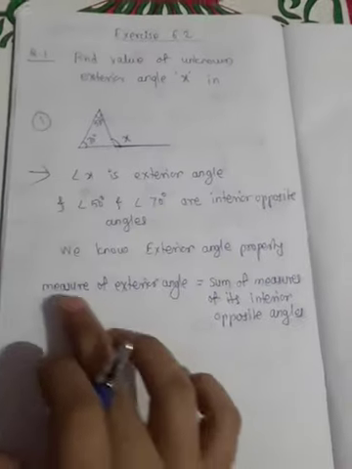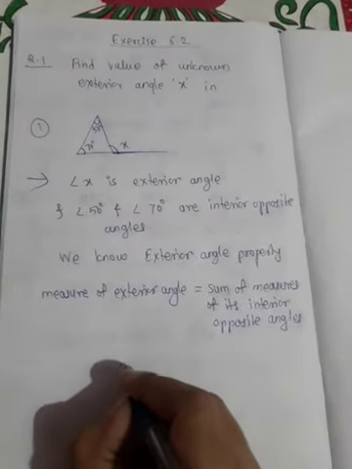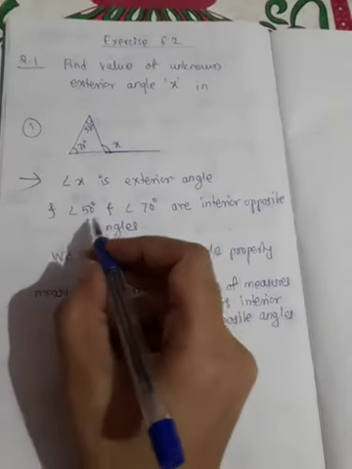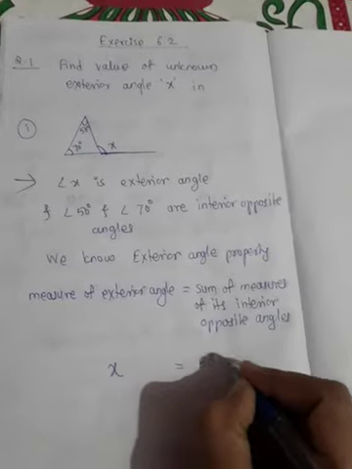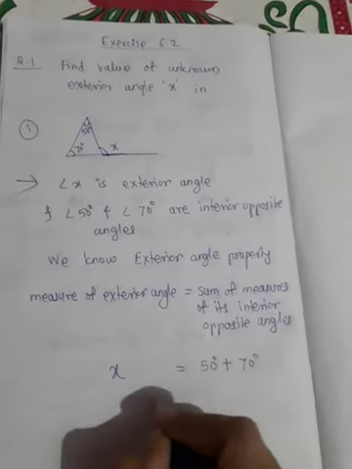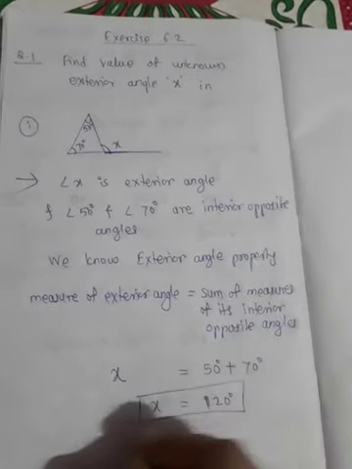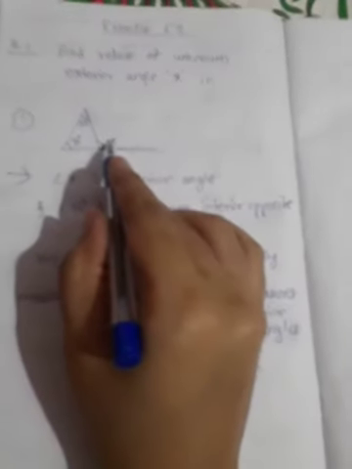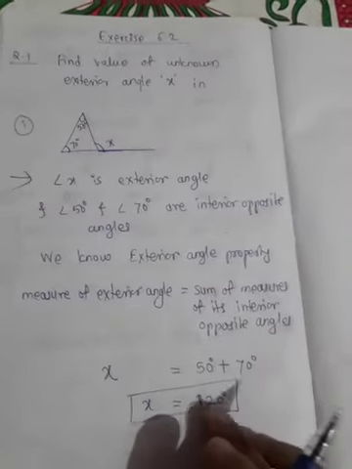Now see, measure of exterior angle. So here measure of exterior angle is x, is equal to sum of measures of its interior opposite angles. So here 50 degree and 70 degree are interior opposite angles. So 50 degree plus 70 degree gives 120 degree. So by using exterior angle property you can find value of unknown exterior angle. Here value of unknown exterior angle is 120 degree.